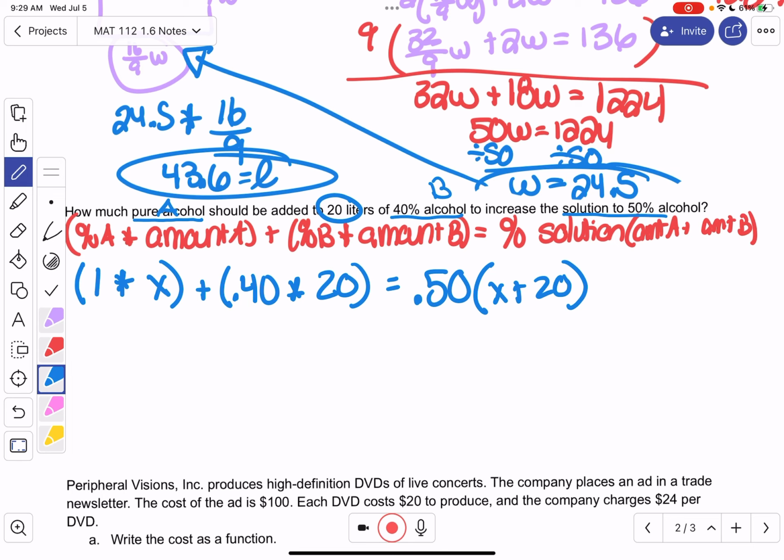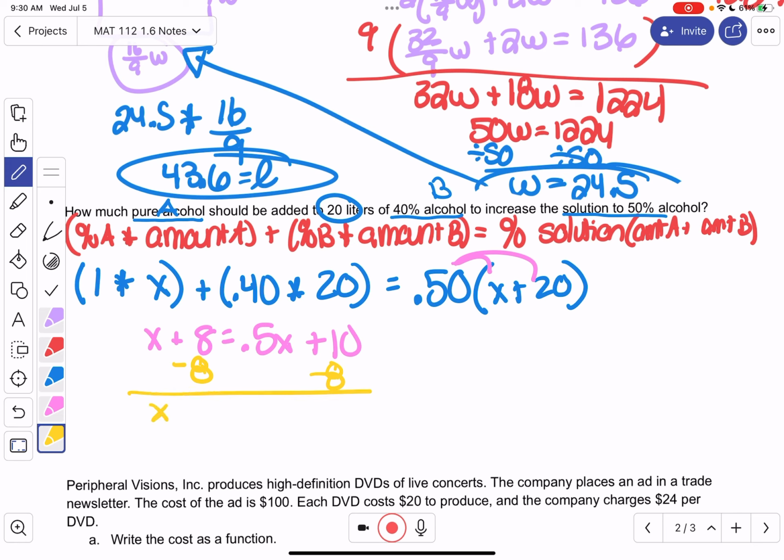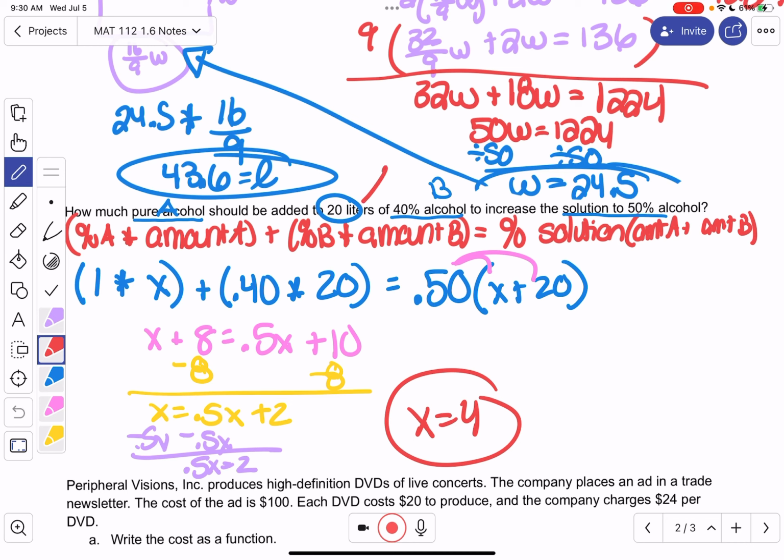So we're just plugging in those values from the equation. And now we're going to solve. So 1 times X is X. 0.40 times 20 is 8. Distribute here, we get 0.5X plus 10. We're going to bring the 8 to the right, plus 2. We're going to bring the 0.5x to the left. So we get 0.5x equals 2. Divide both sides by 0.5 and we get x equals 4. So since we're talking about liters here, we would add 4 liters of pure alcohol to increase that percentage.